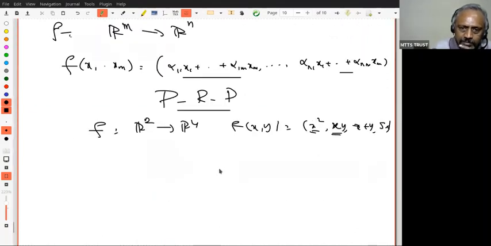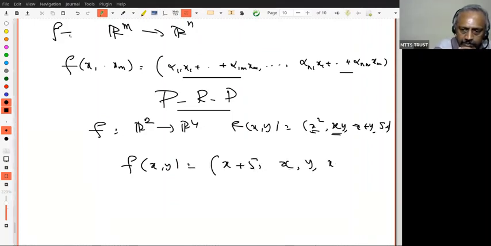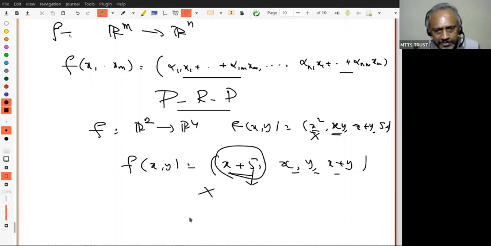Or if I give a map like this, f of x y equal to x plus 5, x, y, x plus y. So these are all first degree polynomials. This is also a first degree polynomial. But is it a linear map? No, because this first degree polynomial has a non-zero constant term. Therefore, this is not a linear map. This is also not a linear map.